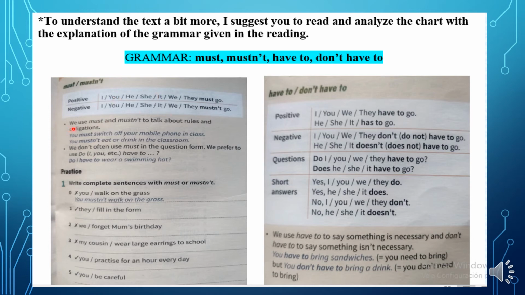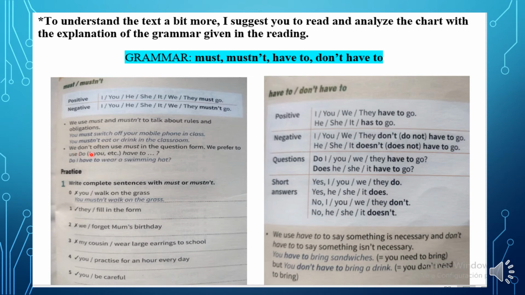So we use must and mustn't to talk about rules and obligations. For example, you must switch off your mobile phone in class. You mustn't eat or drink in the classroom. So when you want to say something in a negative way, you have to add the negative word. In this case is not, but you have here the contracted form.